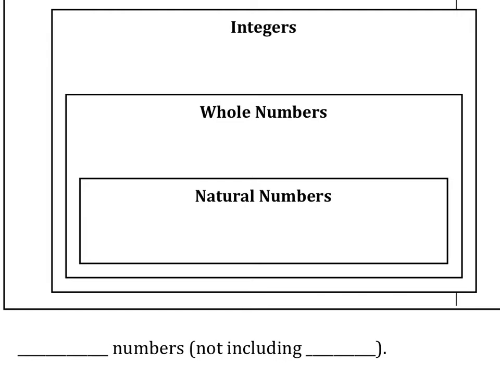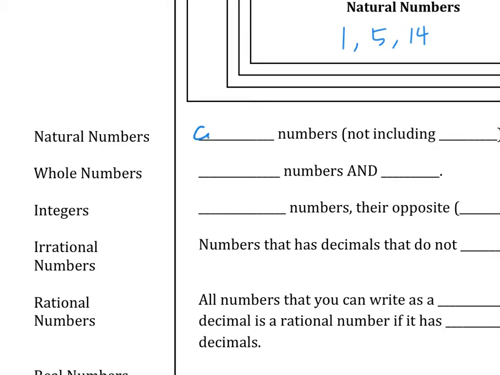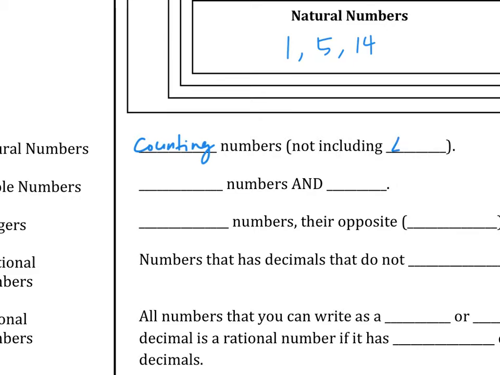So we're going to go down to the smallest category of numbers, which is natural numbers. Can you guys give me an example of a natural number? 1? 5? Okay, good. 14? What about 0? No, 0 doesn't count. What about -1? No. Okay, so natural numbers are counting numbers, things you can count with, so 1, 2, 3, 4, 5, and we do not include 0. So no zeros.